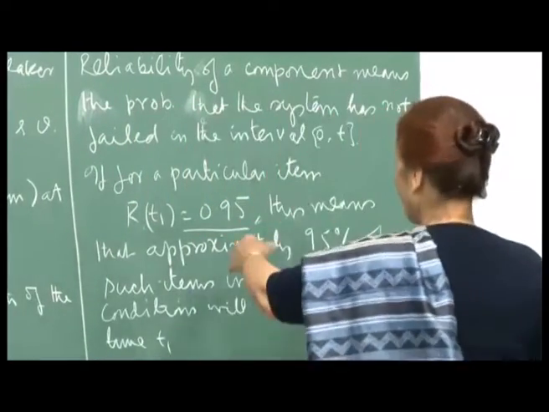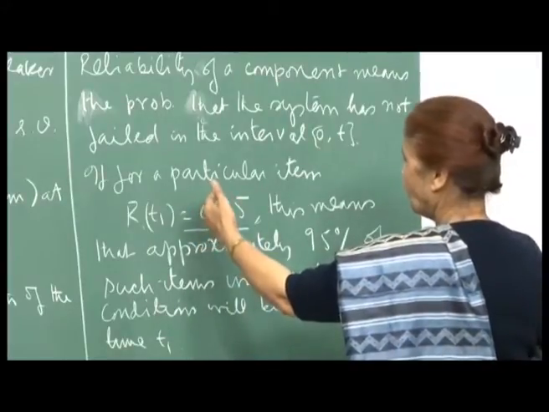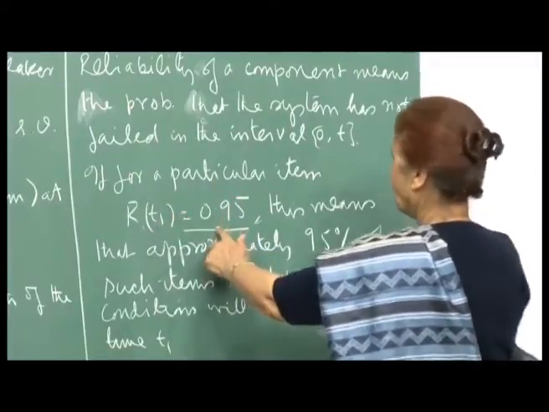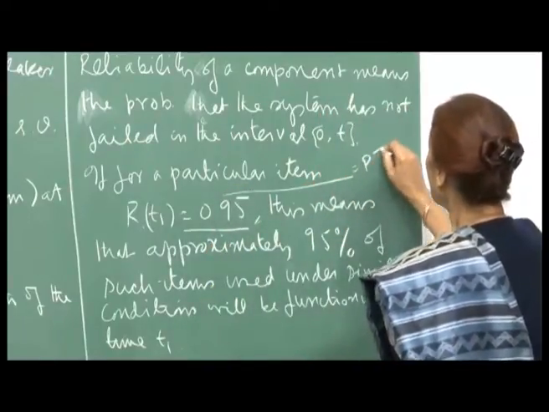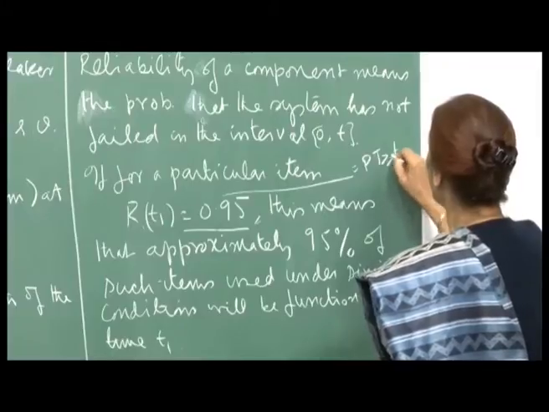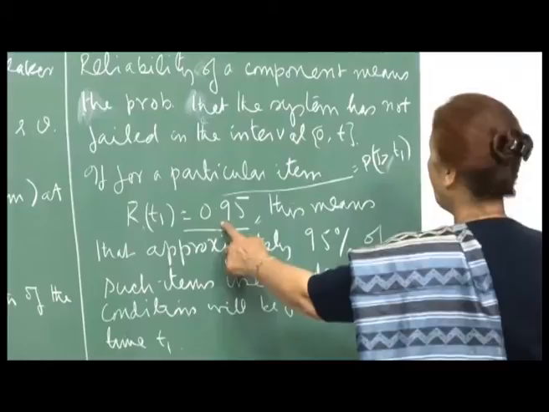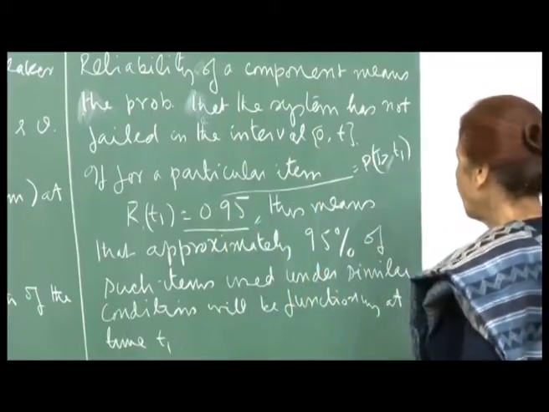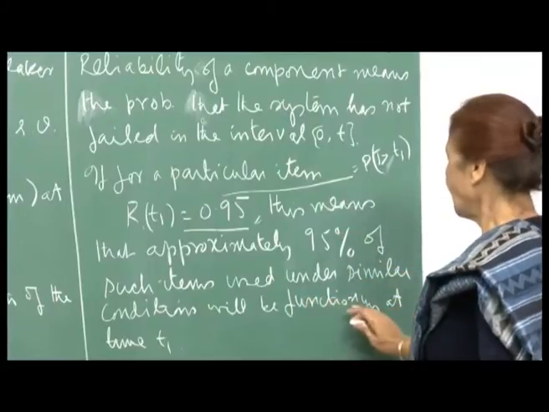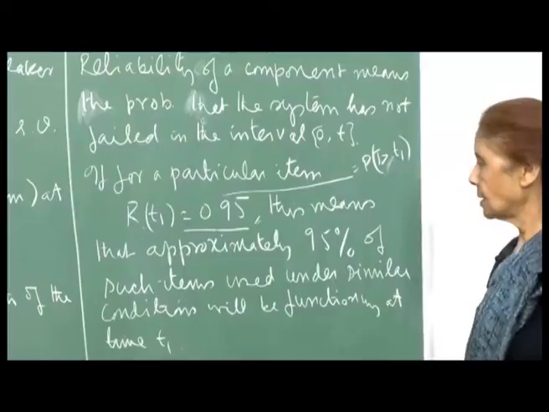Okay. So, the probability that the life length is more than t1, you will write as the probability that T is greater than t1. So, that is equal to 0.95. So, this probability is 0.95, that means 95% of such items under similar conditions will be functioning at time t1, and we continue with that.